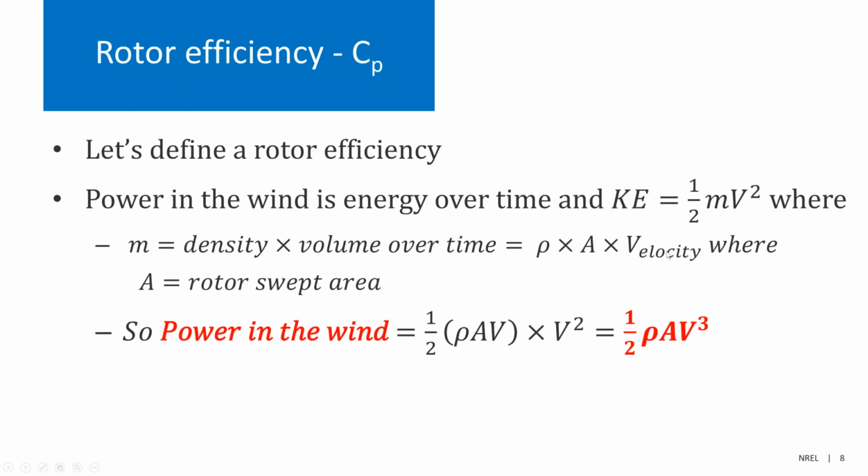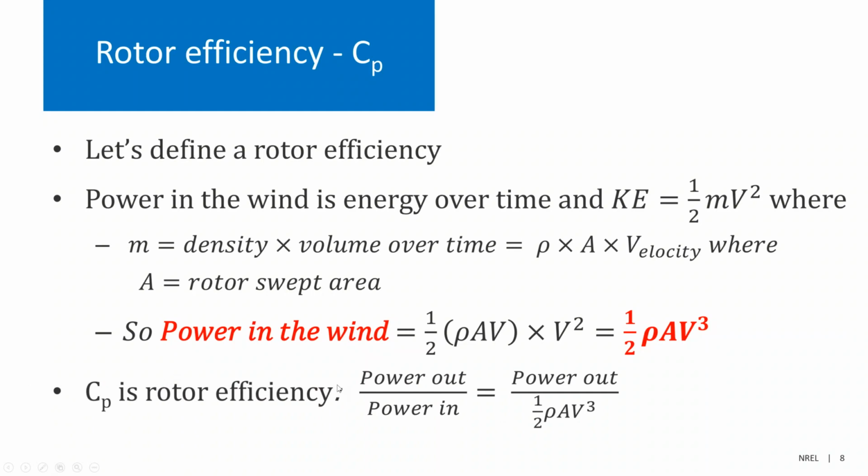So the power in the wind, if you just substitute rho A V into this equation where M is rho A V, is 1/2 rho A V times V squared, which is 1/2 rho A V cubed. And this is important because this cube here really matters a lot. When the wind doubles, you get 8 times as much power. And since the wind can be more or less unlimited, you have to deal with the fact that the power that the rotor can generate can be almost unlimited.